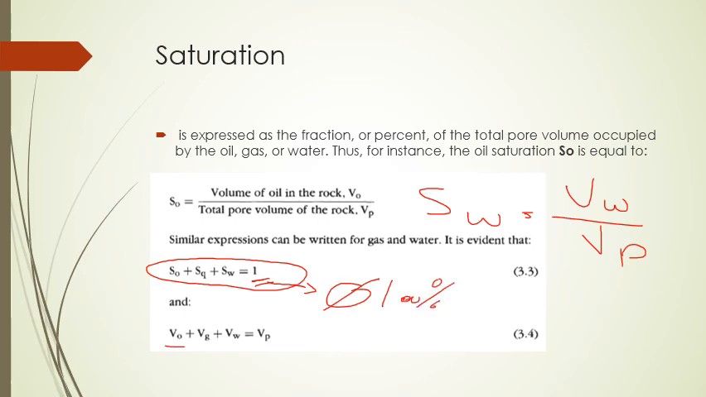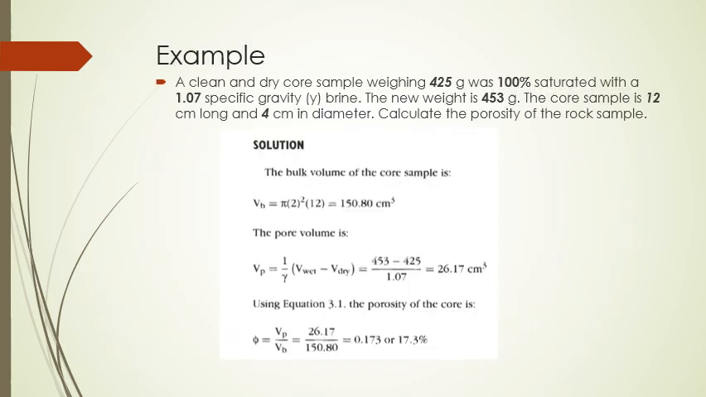So V_o plus V_g plus V_w equal V_pore. Now in this example, a clean and dry core sample weighing 425 grams was 100% saturated with a 1.07 specific gravity brine. The new weight is 453 grams. The core sample is 12 centimeters long and 4 centimeters in diameter. Calculate the porosity of the rock.